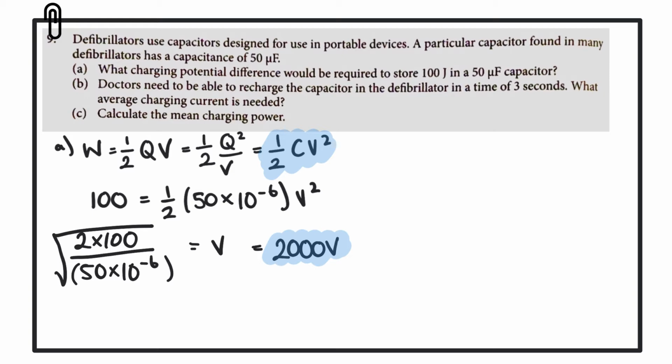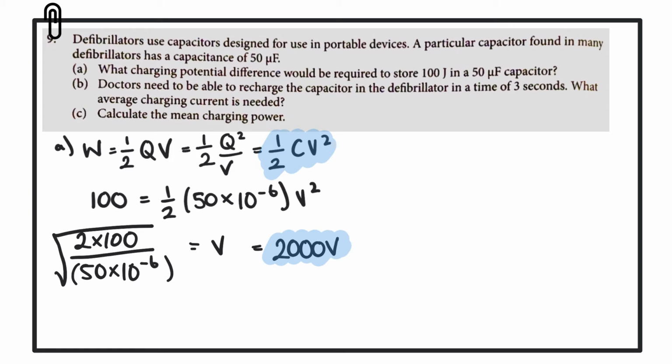Okay, part B of this question says that doctors need to be able to recharge the capacitor in the defibrillator in a time of 3 seconds. So what average charging current is needed? So we know that there will be a movement of charge as the capacitor is charging, and we also know that that charge will flow very quickly at the beginning, but that it slows down over time as the capacitor becomes more charged. And that's because as it's building up on the plate, it gets harder and harder to move those electrons onto that negative plate.